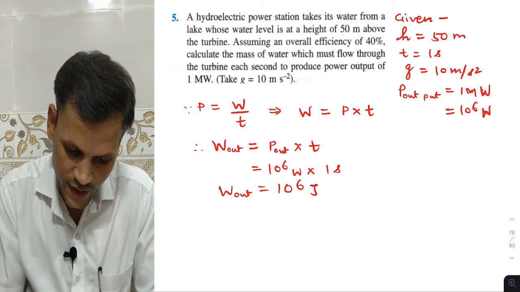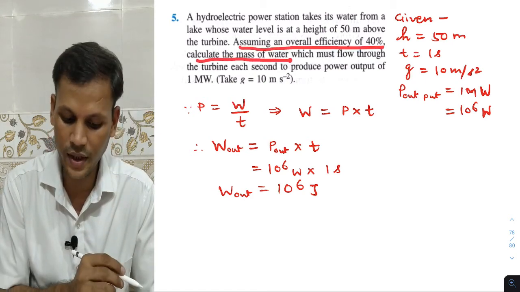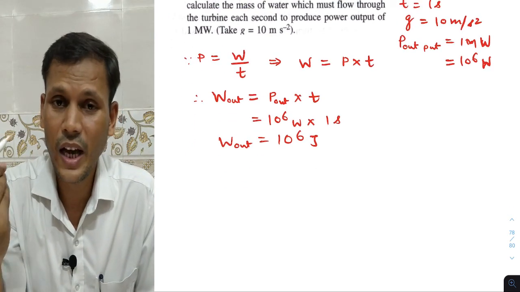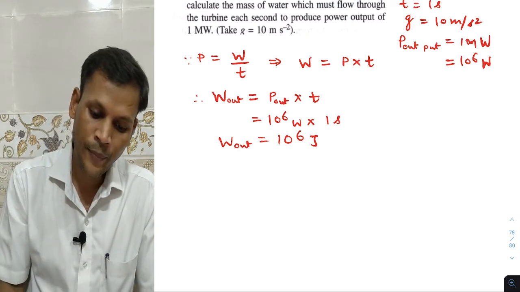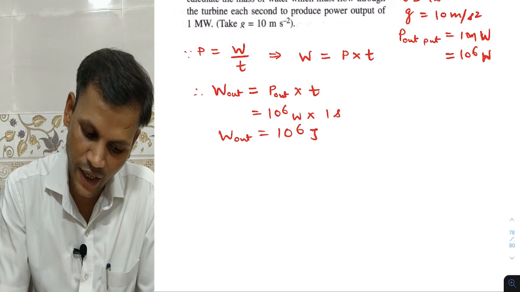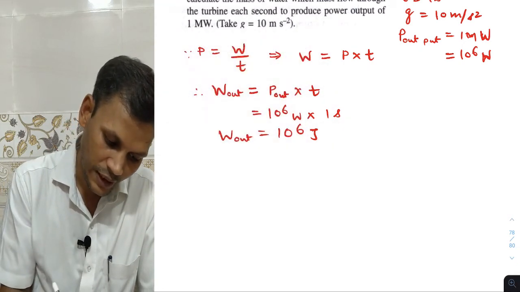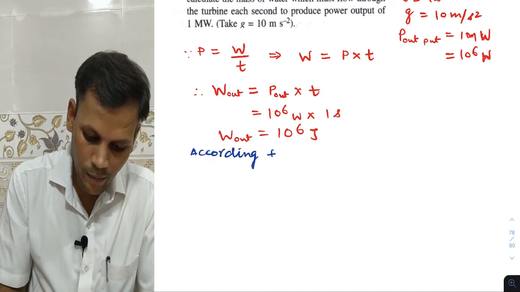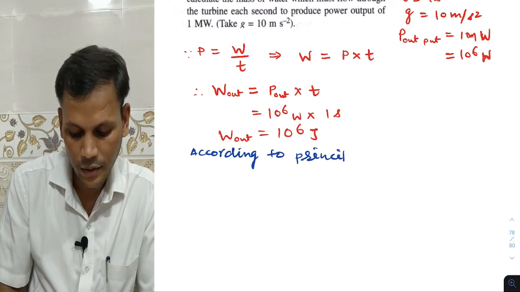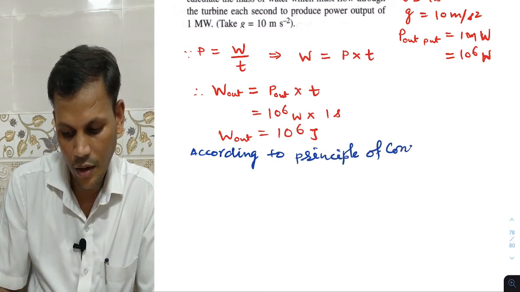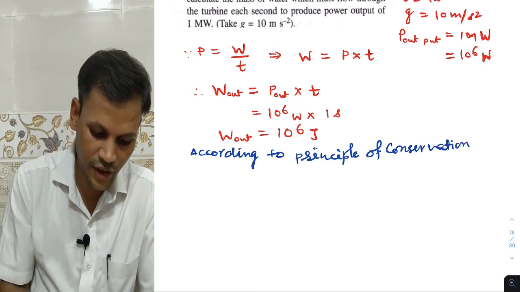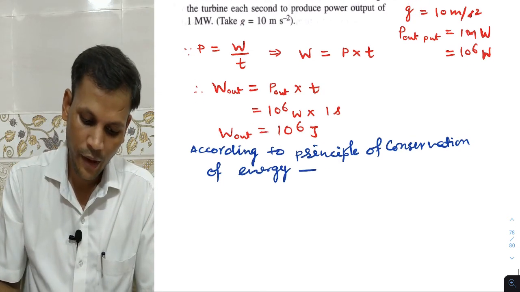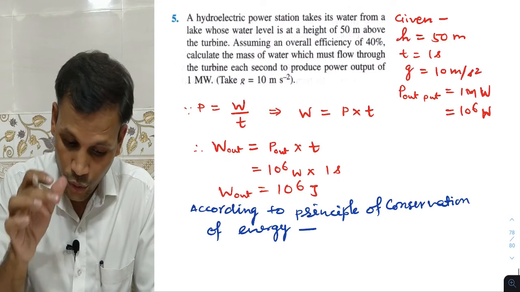Okay, what is to be calculated? Calculate the mass of water. Yes, mass of water. What is work output? It is mgh. So we can say according to principle of conservation of energy, we can say how much it is utilizing.